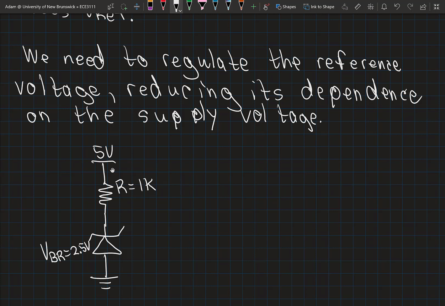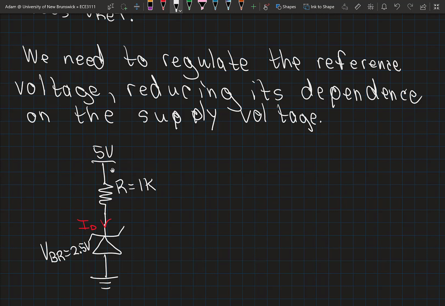Otherwise, if the 5 volts were applied directly to the Zener diode, then we're going to get massive amounts of current, and we're probably going to fry our Zener diode. Okay, and let's define some current here, ID.